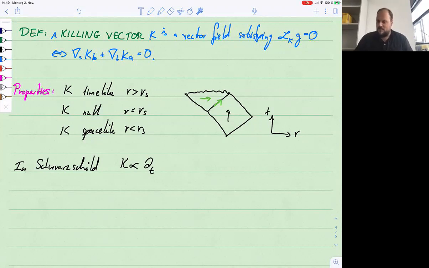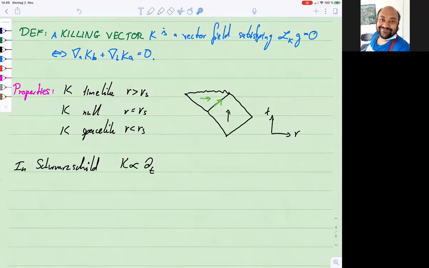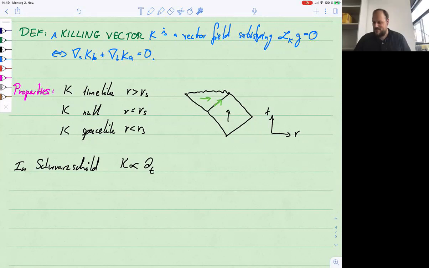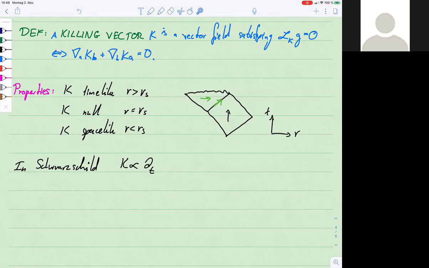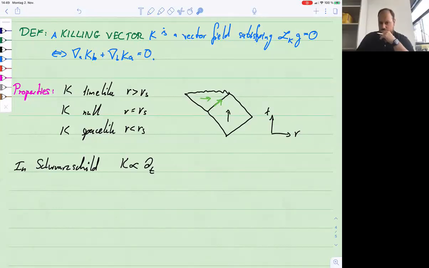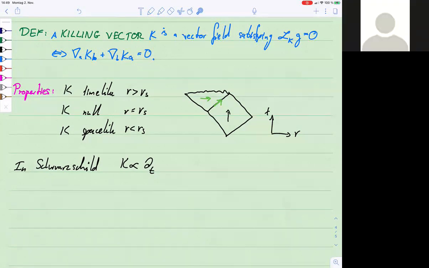Questions? Please ask questions if you have. If not, then proceed. Yeah, I have one question. Please ask. You said if the Killing vector is null, then you have an event horizon, you have a Killing horizon. Yeah, so it's important, I think, that the Killing vector is null on a closed surface.